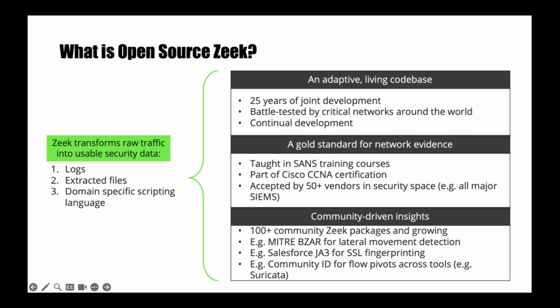We have Salesforce putting work into the JA3 hashes for TLS fingerprinting. We have community IDs to stitch this together to other tools, because you might still have a component of the picture we looked at previously, where you see all this different multitude of tools. And being able to have a data format that's stitchable across those different tools still makes sense, because no one's going to get down to one single tool, let's be honest.